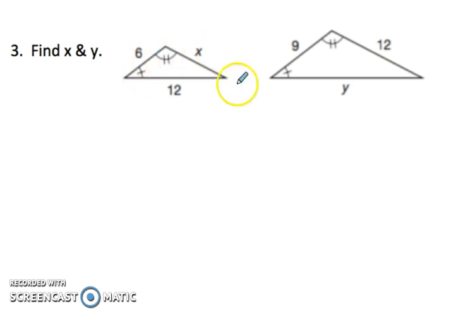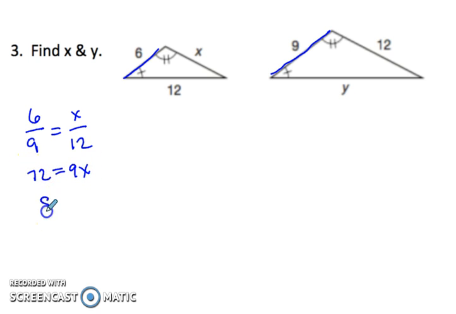So for this one, we need some corresponding sides. The ones that I do know that match up are the 6 and the 9, so I'm going to start there. I would start with 6 over 9 is equal to, let's do the x first. So x matches up with 12. Then I cross multiply. I get 6 times 12 is 72 equals 9x. Divide by 9, that means 8 is your x.